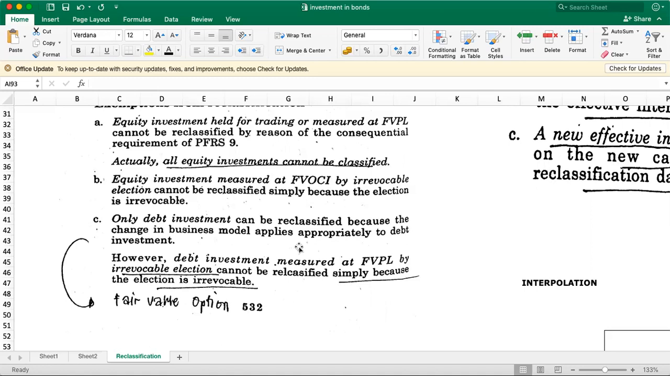However, debt investment measured at FVPL by irrevocable election cannot be reclassified simply because the election is irrevocable. So, if the debt instrument or investment is classified as FVPL by irrevocable election, or ito yung fair value option natin, di ba? Because the election is irrevocable, of course, we cannot reclassify the debt investment. Therefore, yung qualified lang na debt investment classification is yung FVPL na hindi irrevocable election if the business model is not defined, then amortized cost and FVOCI na debt instruments. Okay, so ito yung requirements ng reclassification natin.